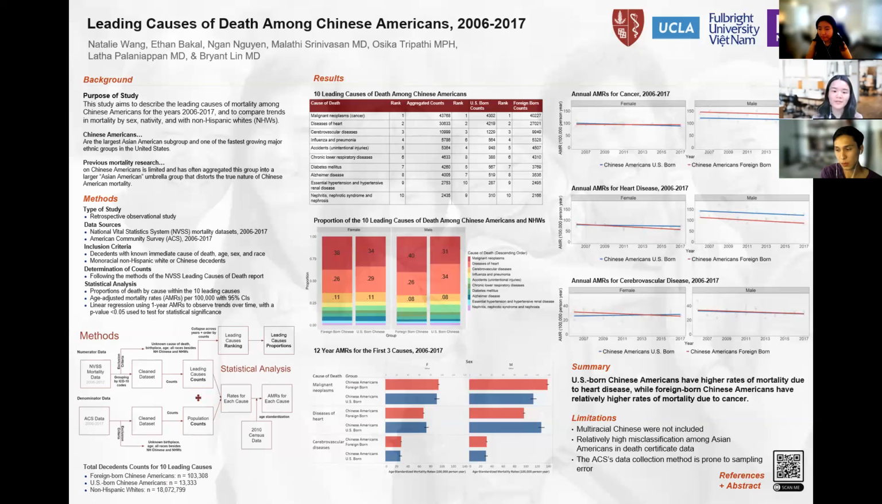Altogether, we conclude that the US-born Chinese Americans have higher rates of mortality due to heart disease, while foreign-born Chinese Americans have relatively higher rates of mortality due to cancer.